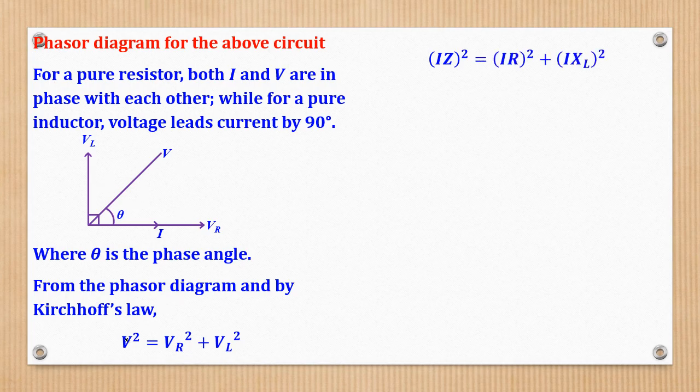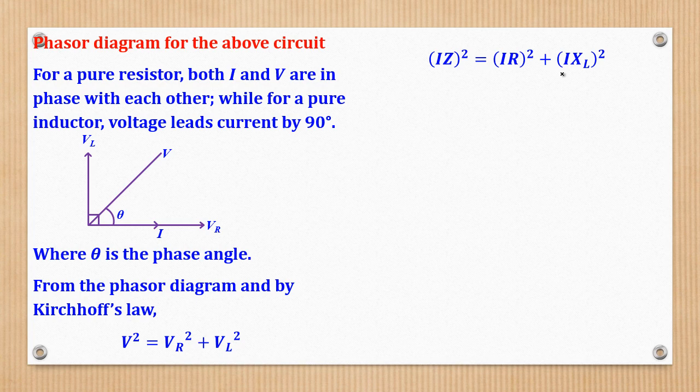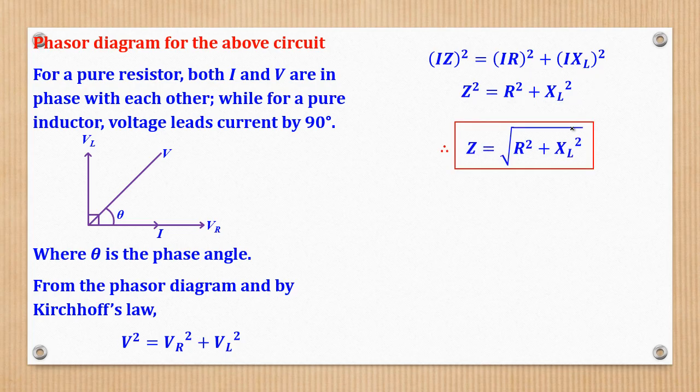So when I substitute for V, remember in the previous video we saw that V is IZ, VR is IR, and VL is IXL. So there I realize that I is common, so I can pull it out and cancel it out to remain with this. Therefore, when I make Z the subject, that is what we call impedance. So impedance, or a combination of resistance and reactance, is got from Pythagoras theorem.